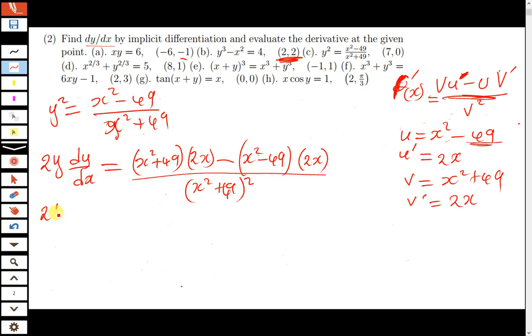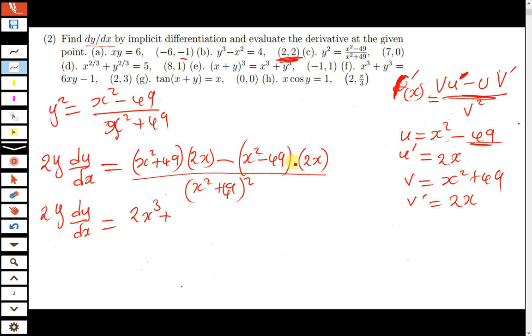So this side we have 2y dy dx. Then the other side we simplify. So when you simplify this expression, you discover that we're going to have something like this. 2x times x squared, we have 2x to the power 3. Then plus 2x times 49. Same applies to this other part. We're going to get the same.